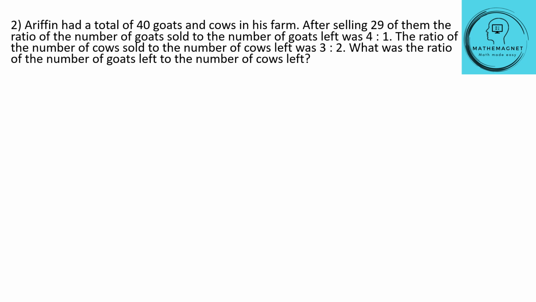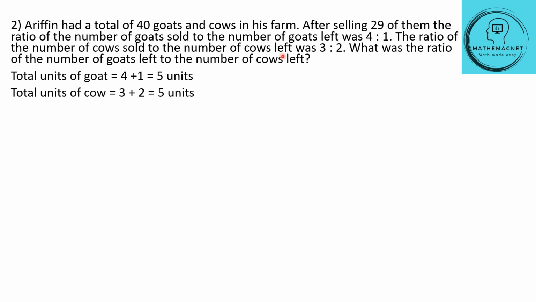Now this problem we'll have to approach using the algebraic concept. To begin with, let's note down the facts that we know. Here we know the number of units of goats sold is 4 units and the number of goats left is 1 unit. So 4 plus 1, 5 units were there in total initially. Same way for the cows, 3 units of cows were sold and 2 units of cows are left. So 3 plus 2, 5 units of cows were there initially in the farm. Both had 5 units each initially.